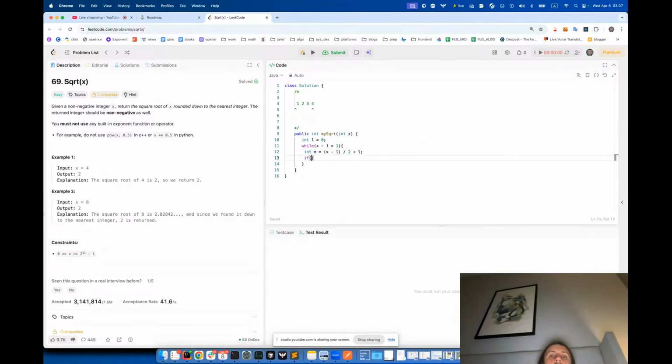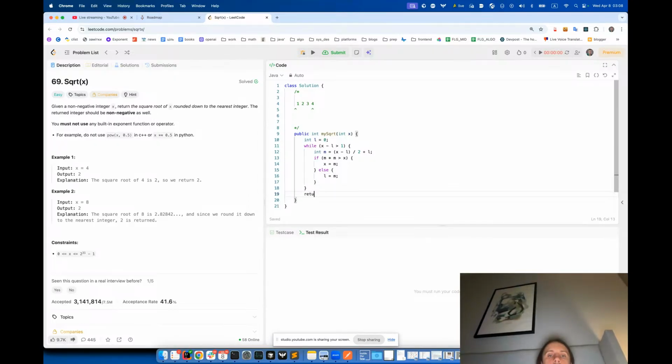Then we can check if m multiplied by m is greater than x. Okay. If it's greater than x, then we should move our x equal to m, else l equal to m, and then we return l.